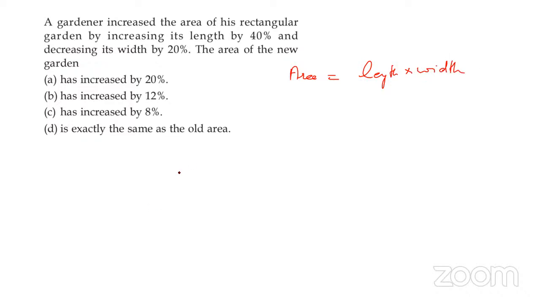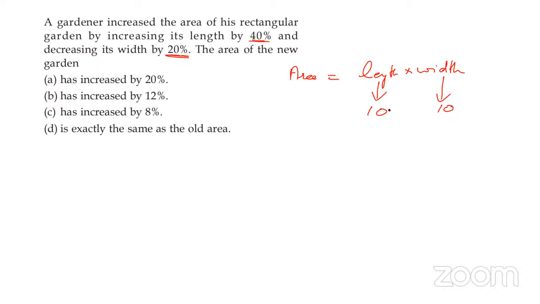Here also you can use the plug-in approach to get the answer. Correct? Because you can assume any value for length as well as any value for width. You should be careful in choosing the values, because you should choose a value in such a way that you are able to find 40% and 20% easily. So let me start with 10. I'm assuming that length is equal to 10. And let's say width also I'm taking 10.